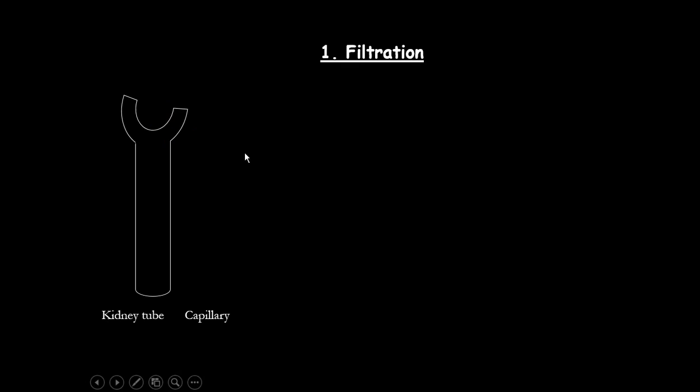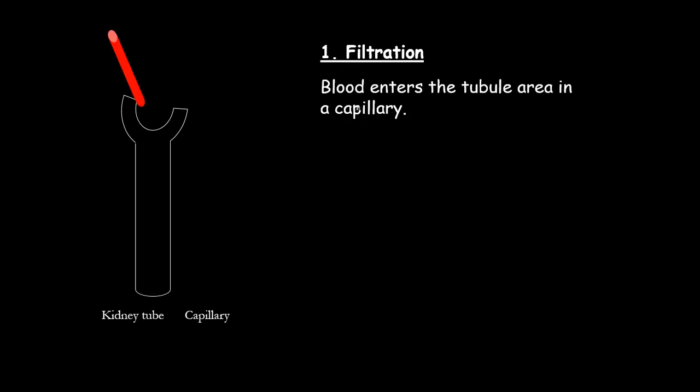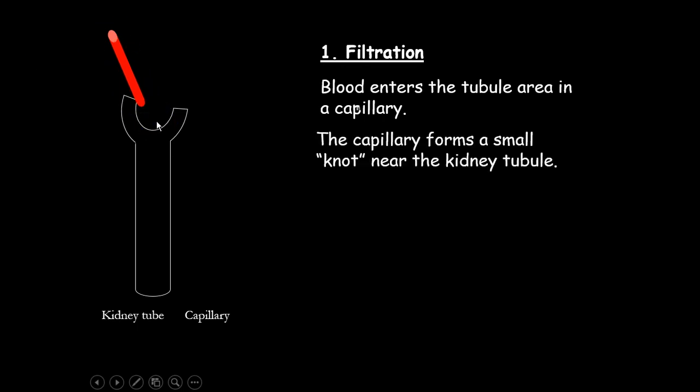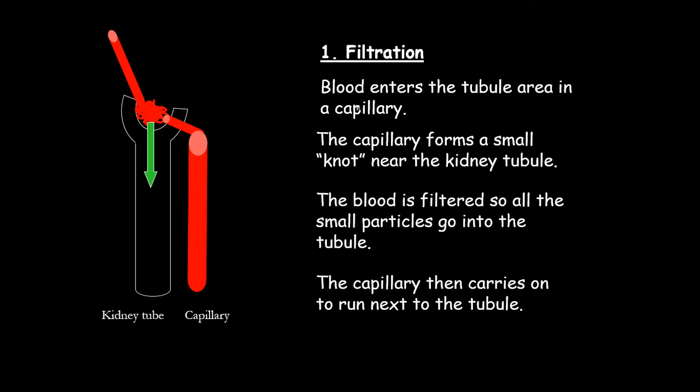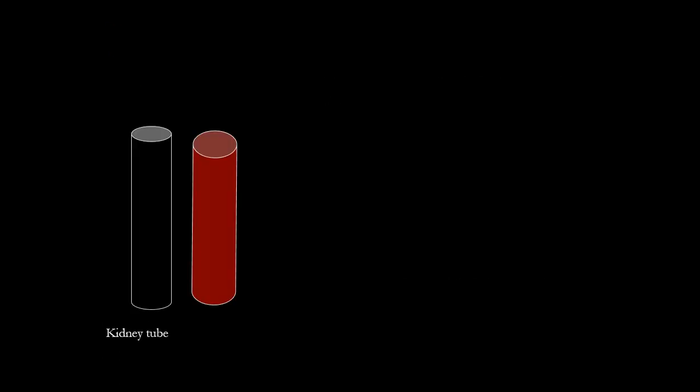The next assignment that you do is going to go into this in more detail. But the first step is filtration. Blood, this is a blood vessel, enters the tubule area in a capillary, and that capillary forms a small knot near the kidney tubule. So lots and lots of tiny, tiny blood vessels in order to exchange the molecules that need to be exchanged. The blood is filtered so that all the small particles, those molecules, go into the tubule. And then there's another capillary that carries on to run next to the tubule, which then carries away the clean blood.